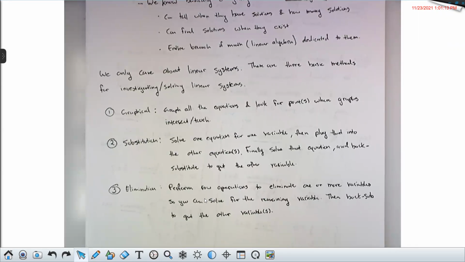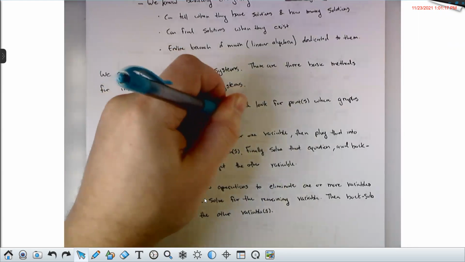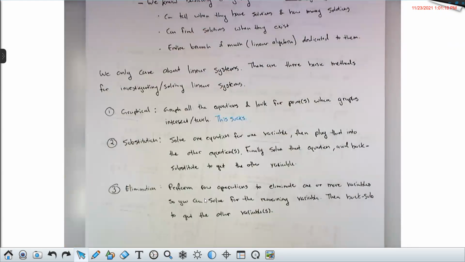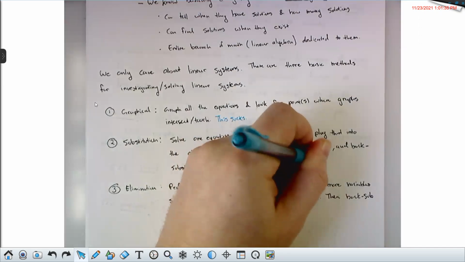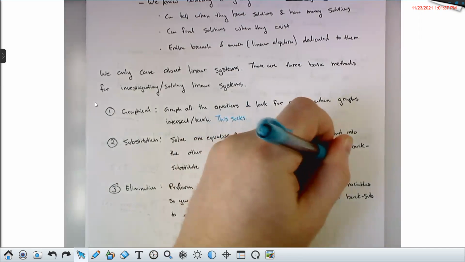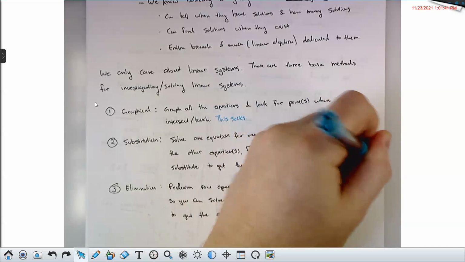Okay. Graphical method, this sucks. Even in the simplest possible cases of a 2x2 system where the solution is an integer or a point with integer coordinates, you still can't be sure. Graphical method is just terrible. It's not even really a method. Substitution, this kind of sucks. It's okay for 2x2s.